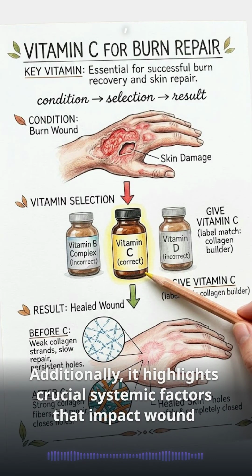Additionally, it highlights crucial systemic factors that impact wound healing, such as identifying severe dehydration, understanding the role of nutritional support, like vitamin A, and recognizing the critical need for glycemic control in diabetic patients.